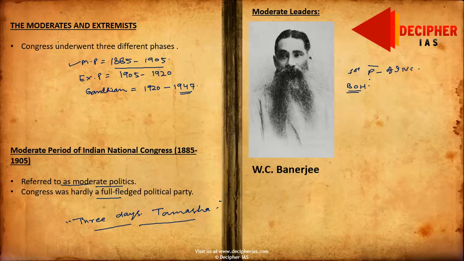As I told you, he was the first president of Indian National Congress. He was also the first Indian to contest the election for the British House of Commons, although he lost that election. Moreover, he was the president of Indian National Congress in 1892 as well. This session was held in Allahabad. So he was the president of INC in 1885 as well as in 1892.